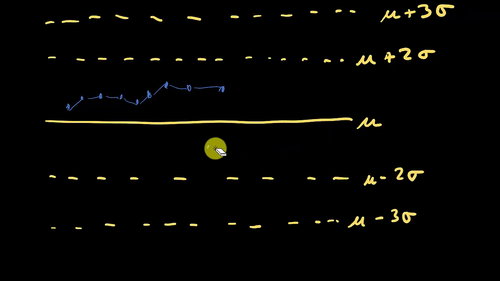And then if we have an out of control signal 3, that says at least 2 of 3 consecutive points lie beyond the 2 sigma level on the same side of the center line. All right, so what that means is we look at 3 consecutive points.